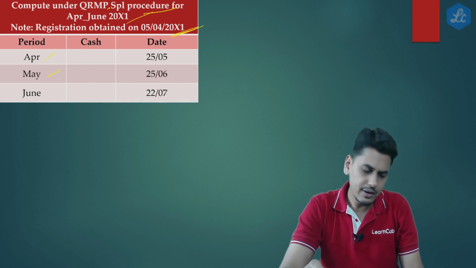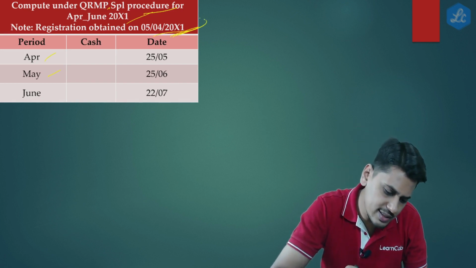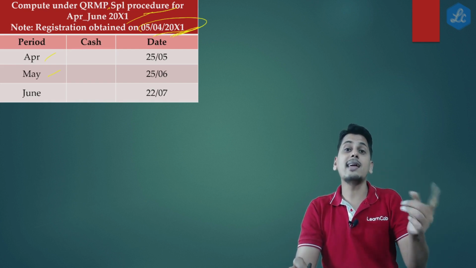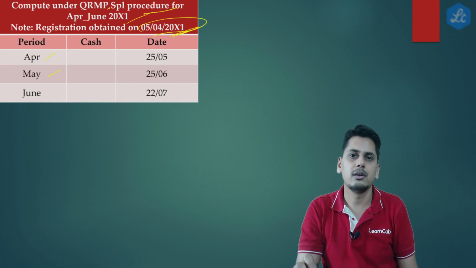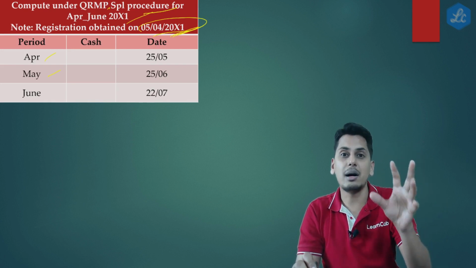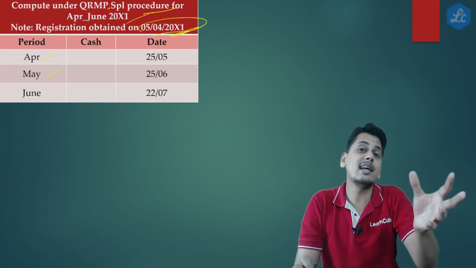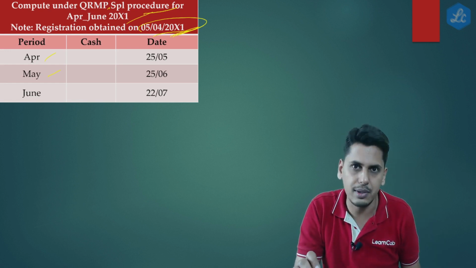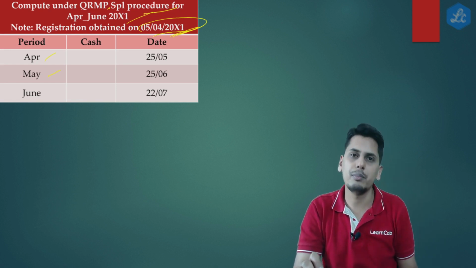Now friends, the first question is, if I have obtained registration on 5th of April for the quarter April to June, first of all, can I come under the QRMP scheme? Because only if I can come under the QRMP scheme does the next question arise, whether I should pay under self-assessment or go under the fixed sum method. Can I come under the QRMP scheme?